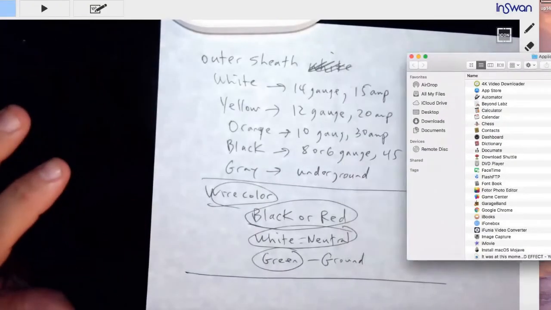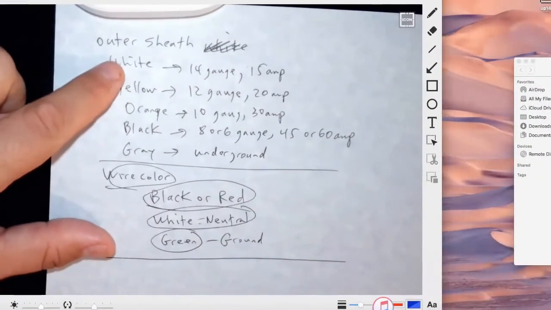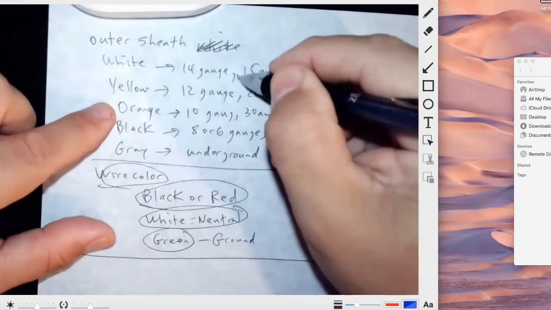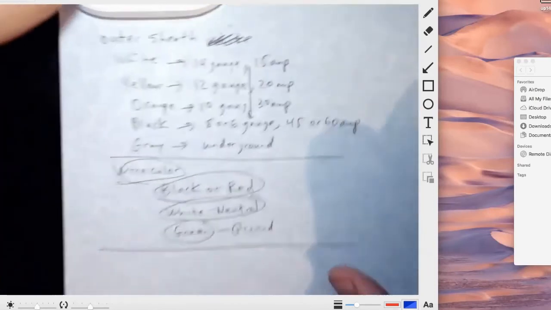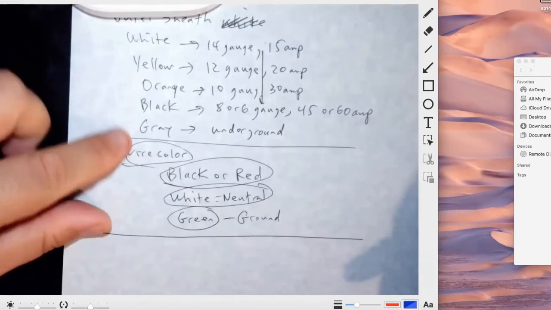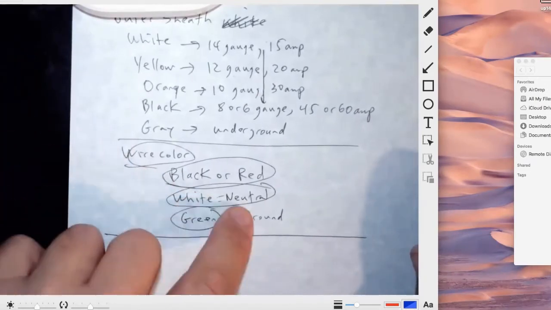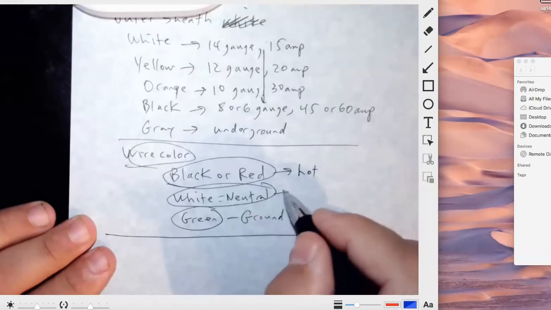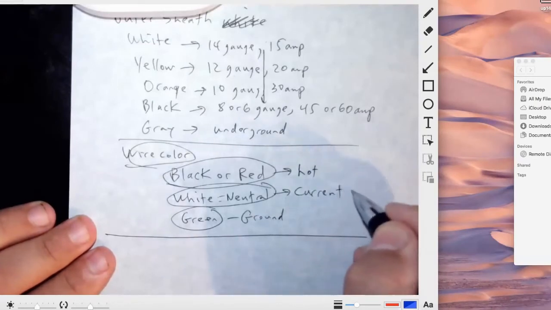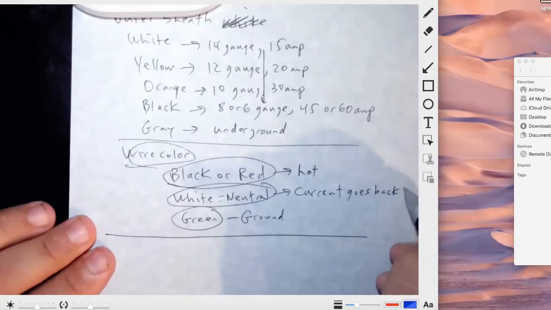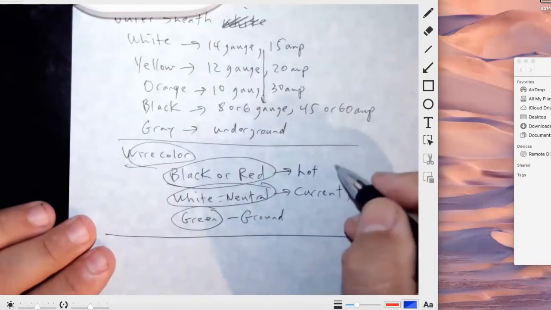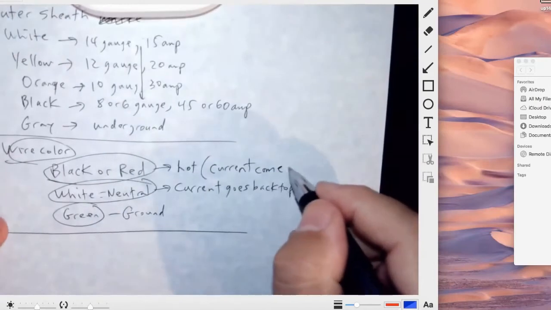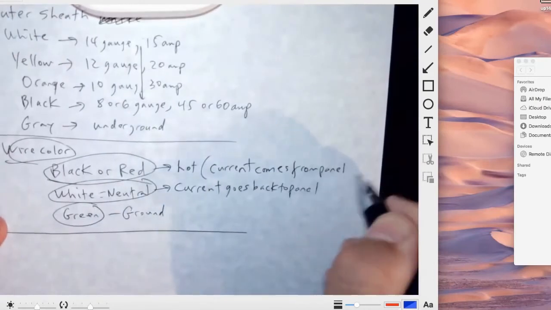Okay, so I kind of wrote this down. It's kind of nice to know. White, 14 gauge, 15 amps. Yellow, 12 gauge. So this one, as you're going this way, it's getting thicker. And then these are the wire colors, black or red. This is the hot. And then this is the one where the current goes back to panel. And this one says current comes from panel to device.